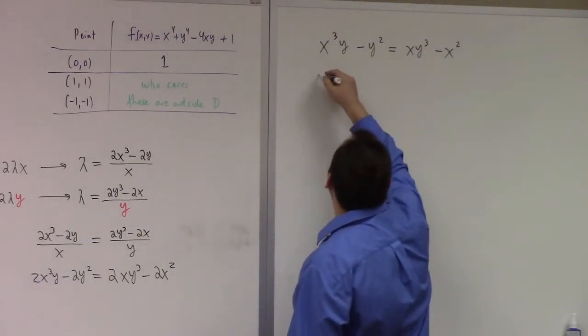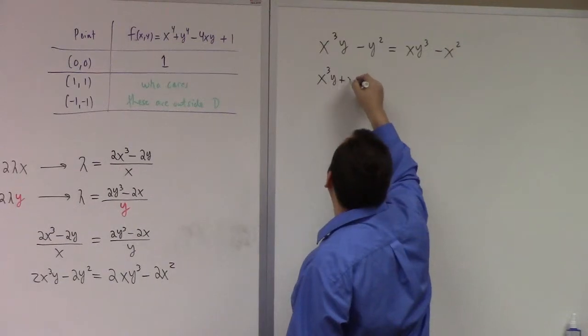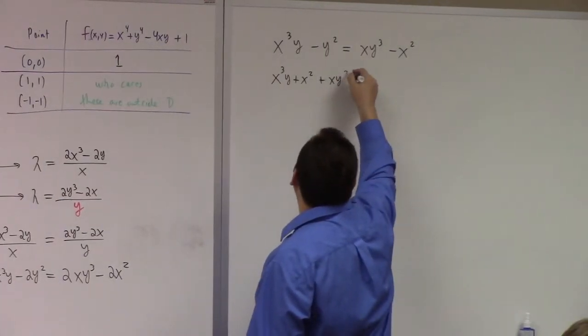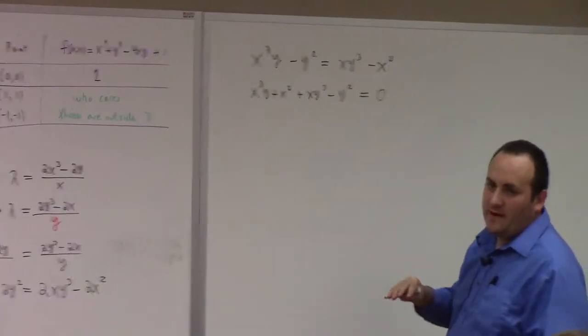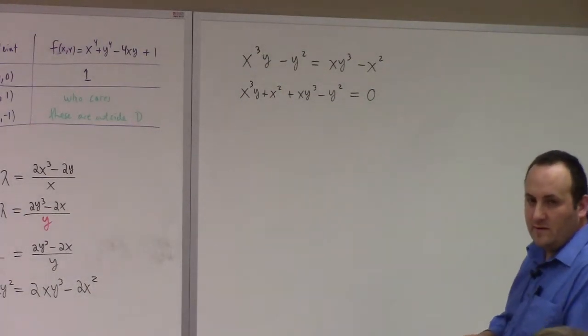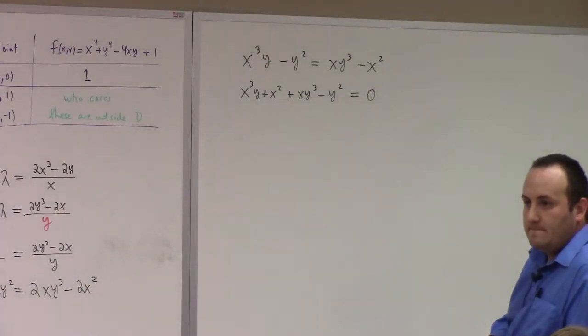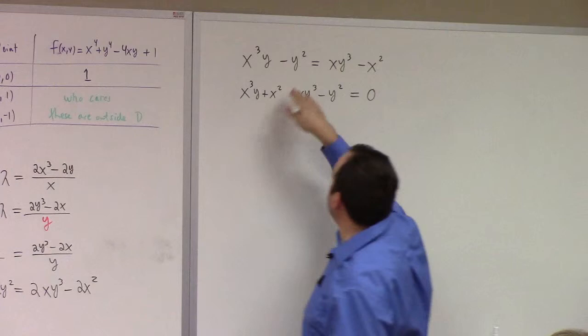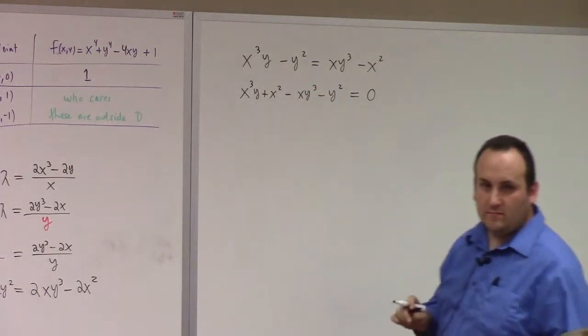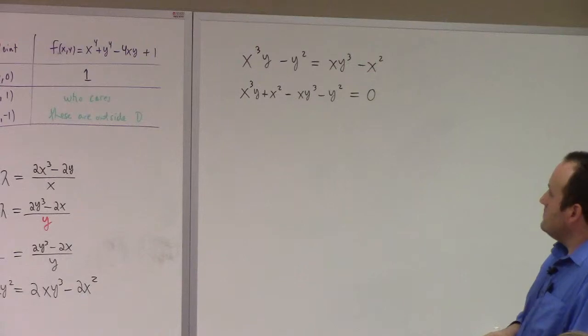Yeah, we'll do that. So you got x cubed y plus x squared plus x y cubed minus y squared equals 0. If factoring by grouping happened in the other approach, it probably should happen in this approach as well. Shouldn't x y cubed be negative in your last? Thank you. Isn't that solution true whenever x equals y? Yeah, that's a good point.